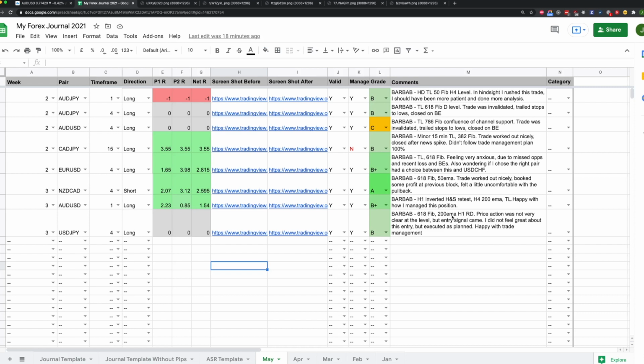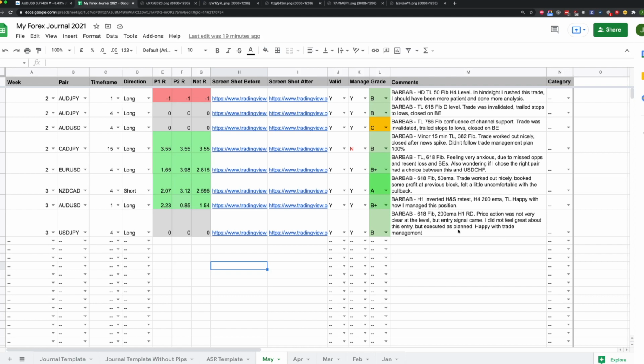We also had the 200 EMA coming in on the 1 hour time frame, and sorry, there was also a 200 EMA on the 4 hour time frame, and there was 1 hour regular divergence. Price action wasn't super clear at the level, but my buy entry signal came. I didn't really feel great about the position, but I executed as I planned.